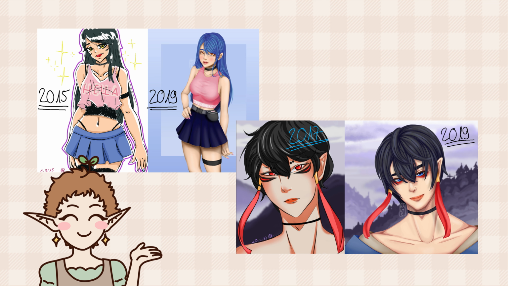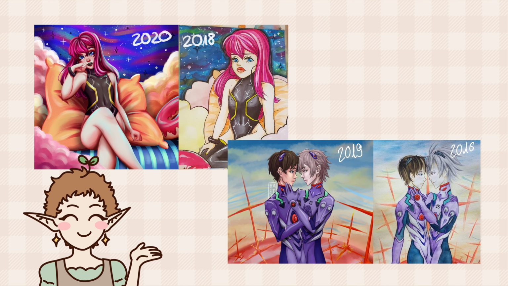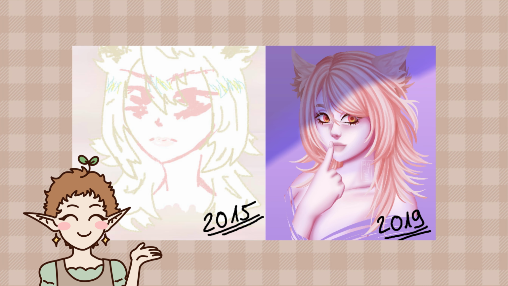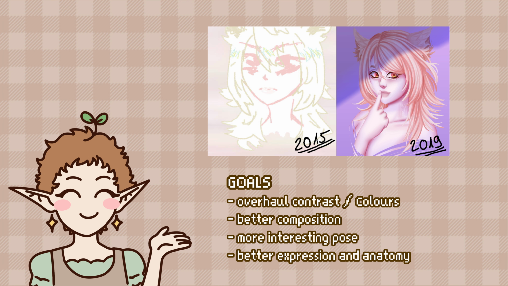Here are some examples of redraws I've done in the past, because sometimes it's nice to see how far you've come in your artistic journey. And here's the artwork I want to improve on. A generic cat girl. The first drawing is from 2015 and was done in Paint Tool SAI with a very cheap graphic tablet. The second one was done in Krita in 2019, and since 6 years have passed, it's time to improve on this old drawing.